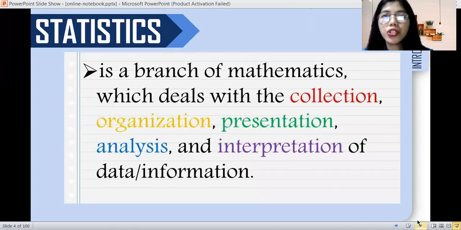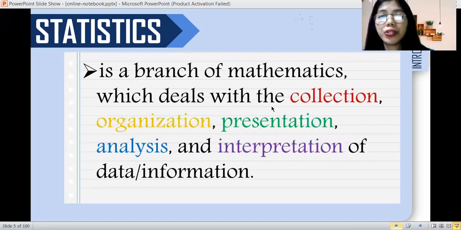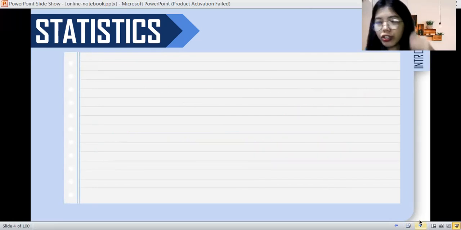Statistics is a branch of mathematics which deals with the collection, organization, presentation, analysis, and interpretation of data or information. So, sa statistics daw, we have here 5 processes: the collection, organization, presentation, analysis, and interpretation. Now, let's talk about the collection.